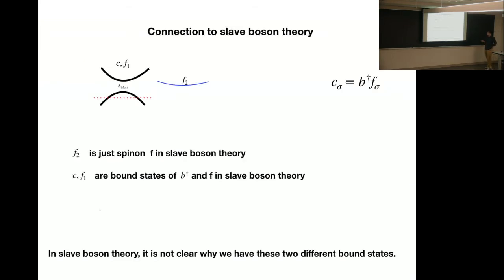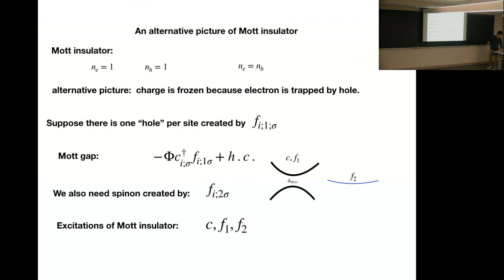Of course, we can try to get it from the slave boson theory. In the slave boson theory, the spin of the band is obvious. It's just this F of the slave boson. Excuse me, but in the previous slide, you also wrote a phi. Phi is the order parameter. By that, you also chose a mean field description for the condensate. So the phi is basically proportional to the Mott gap. It's proportional to the charge gap.